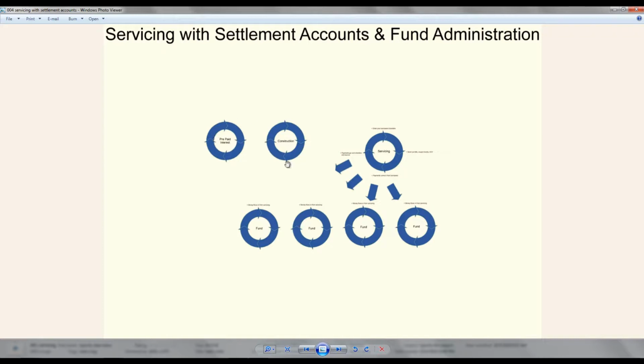So I would refer to these as settlement accounts. I'd refer to this as a servicing trust account. These are fund bank accounts. And in my opinion, they should all be separate bank accounts.